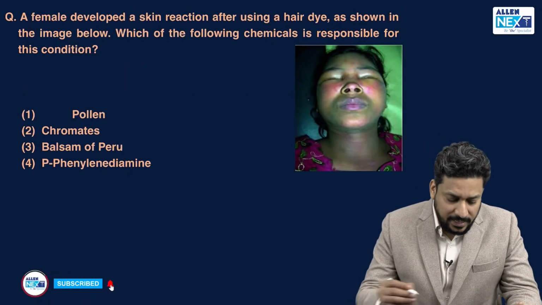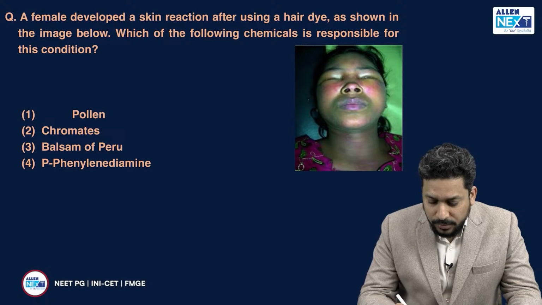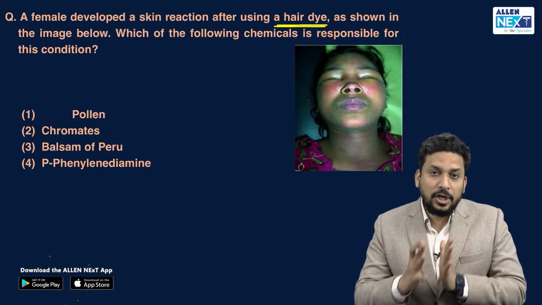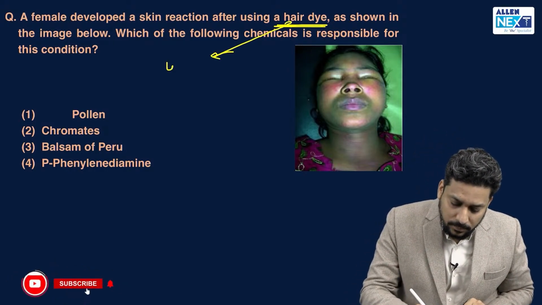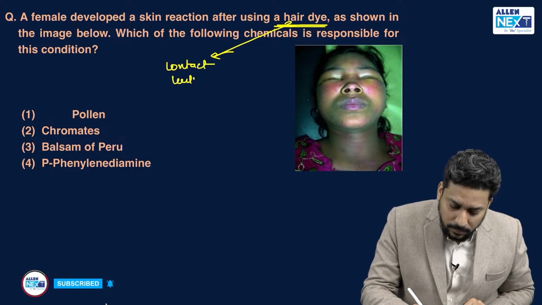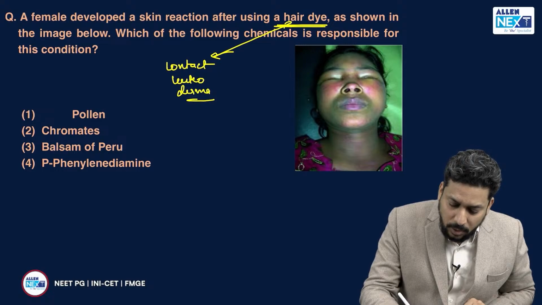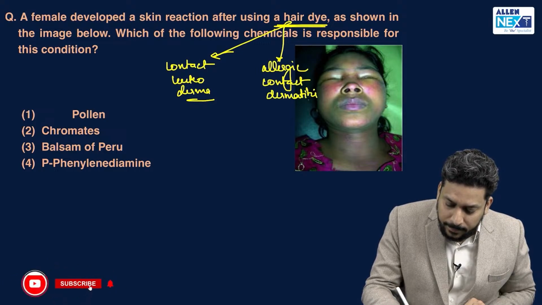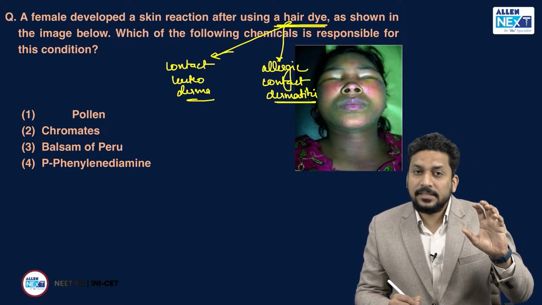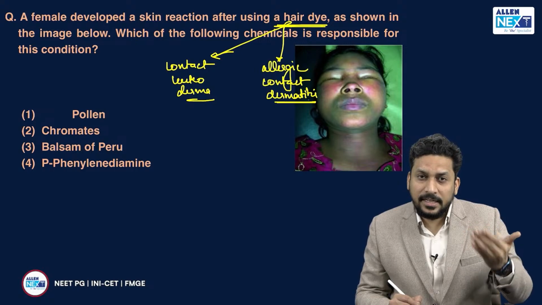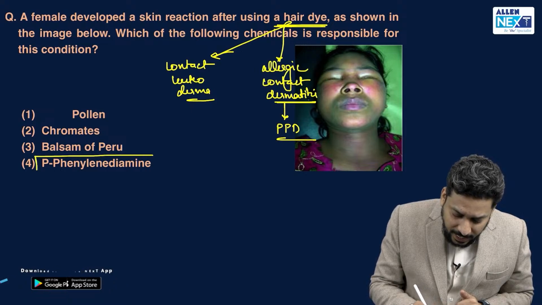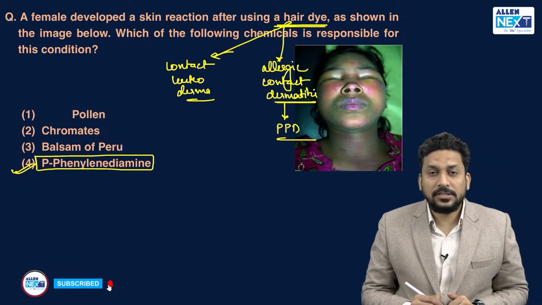Moving to the next question, here they are saying that a female developed a skin reaction after using hair dye. So all of you know that hair dye can cause both contact leukoderma as well as contact dermatitis, that is allergic contact dermatitis. Because this is dermatitis, in dermatitis there is inflammation, so skin becomes swollen, red, there is itching, and the common culprit is PPD, that is paraphenylenediamine. So this is the culprit which causes contact dermatitis.